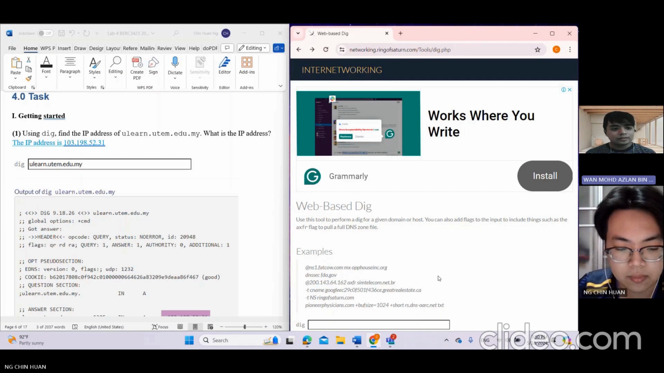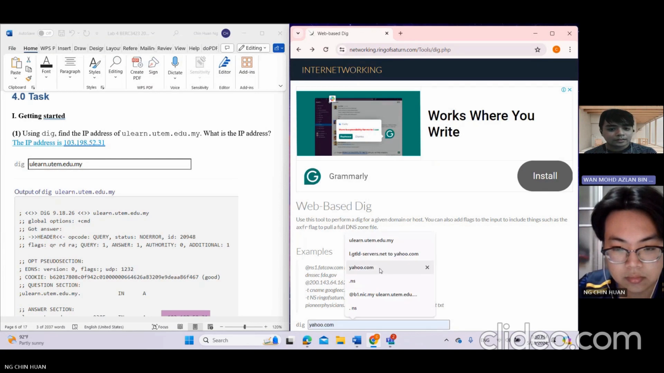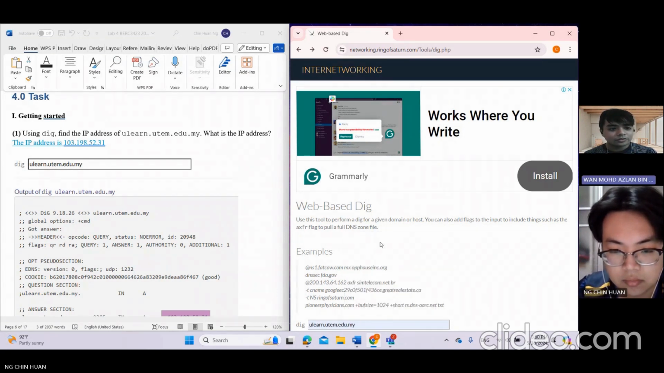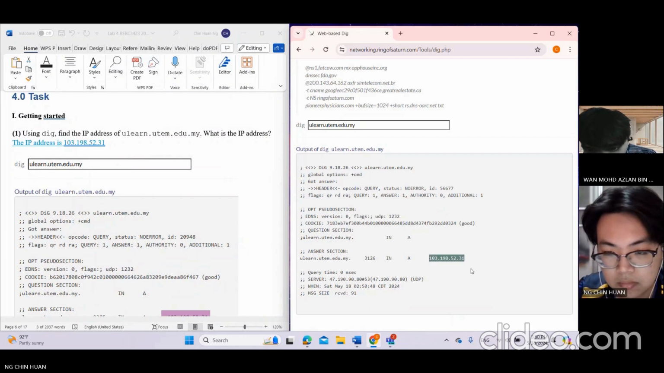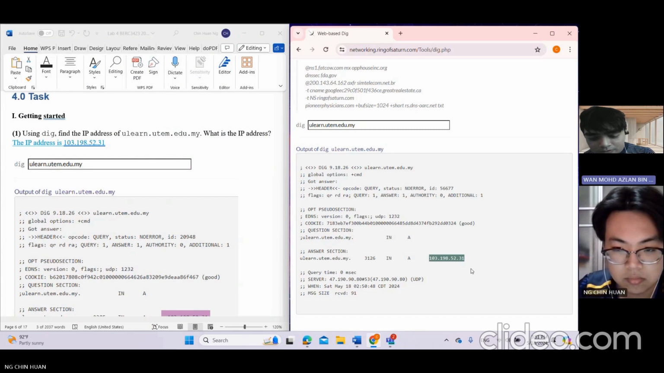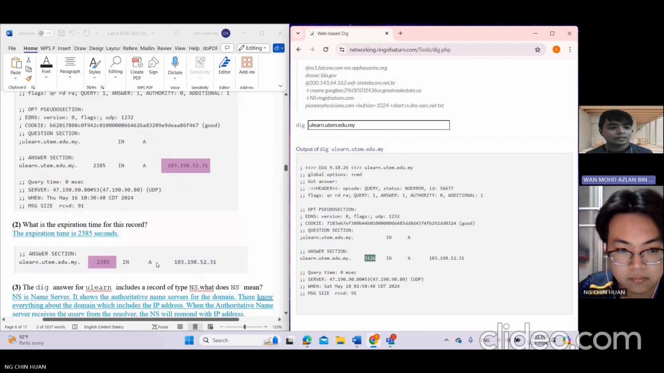For the first question, to find the IP address, first we enter ulen.utem.edu.my. The question section shows the domain name, while the IP address is located inside the answer section, which is 103.198.52.31. For the second question, the expiration time is 301.126 seconds, which is also located inside the answer section. This is the time before the record refresh.